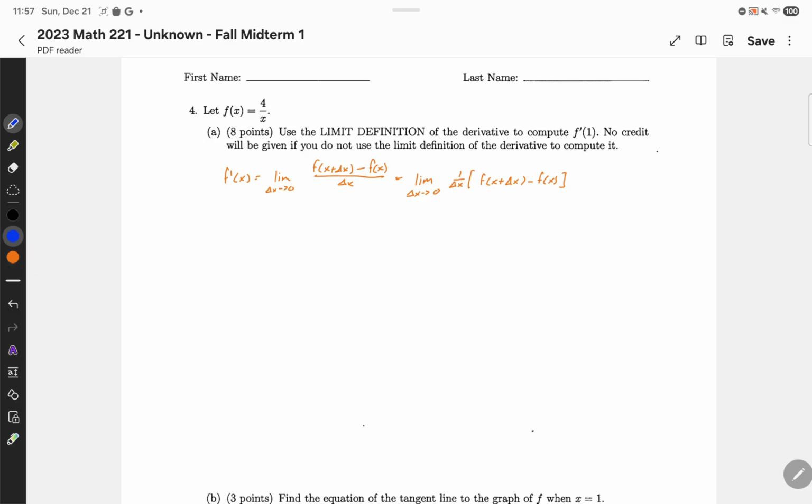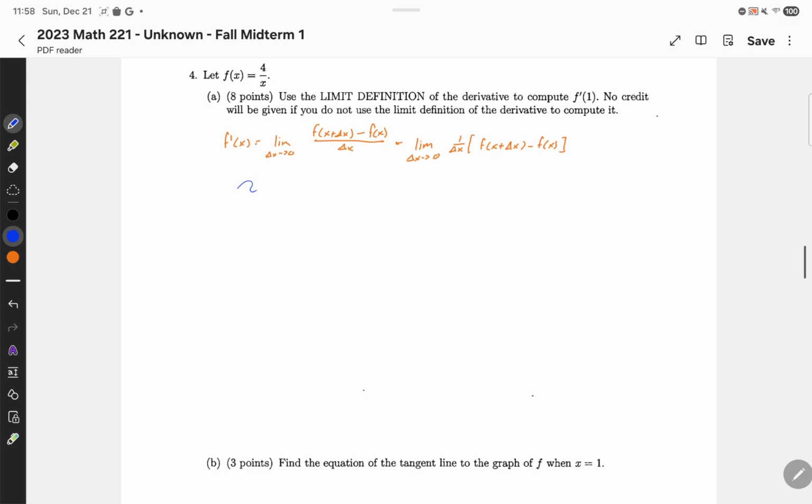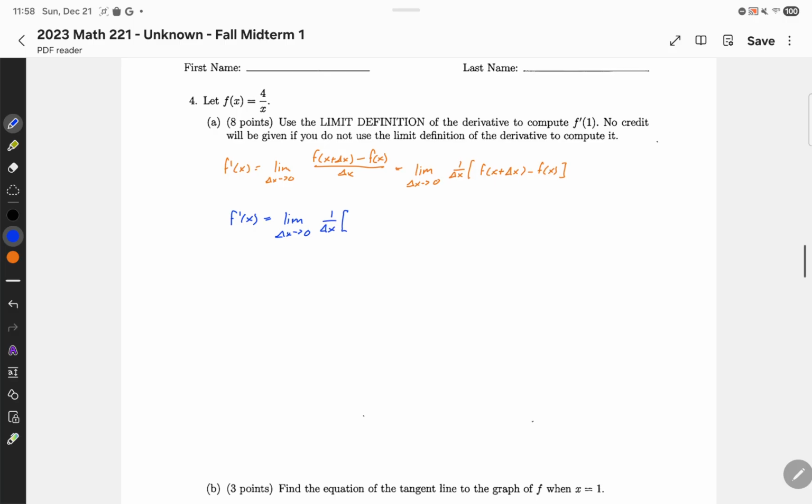So let's go ahead and substitute in what we know f of x is. So f prime of x is going to be equal to the limit as delta x approaches 0 of 1 over delta x times f of x plus delta x, which is 4 over x plus delta x, and then minus f of x, which is just 4 over x.